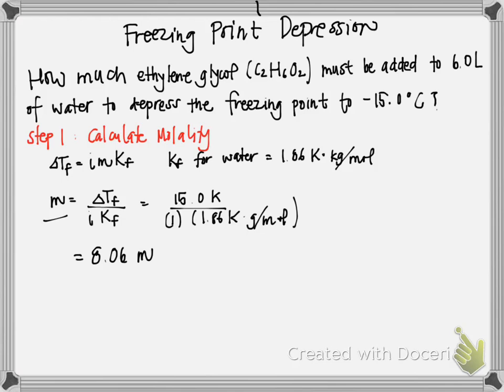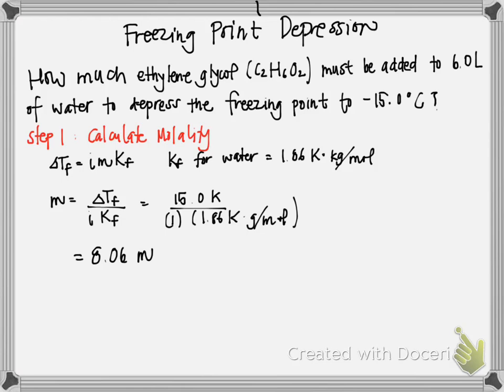We have 15 degrees for the change in temperature because we're going from pure water, which is going to freeze at 0 degrees Celsius, to negative 15. And the i is going to be just 1 because ethylene glycol is a non-electrolyte, times our constant for water, which is 1.86. So our molality is 8.06.